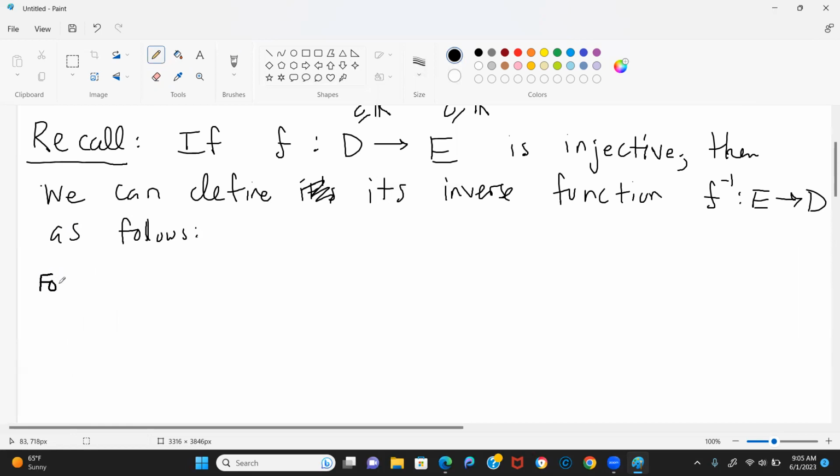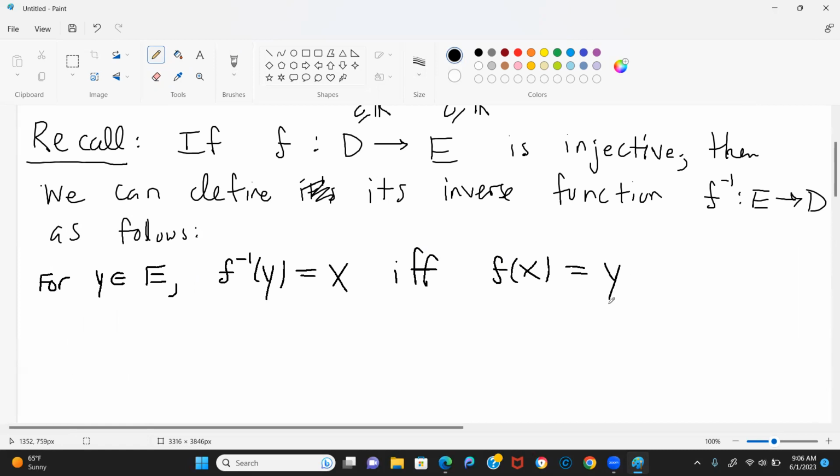So for y in E, which is the domain of F inverse, F inverse sends y to x if and only if F sends x to y. In other words, to figure out what the inverse function does to a given input, call the input y, call the output x, and whatever x is, it has to satisfy this equation.